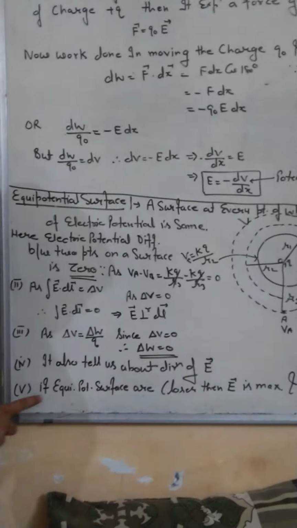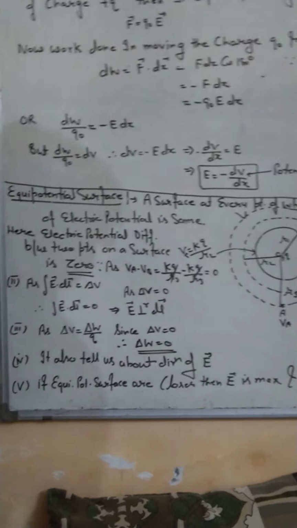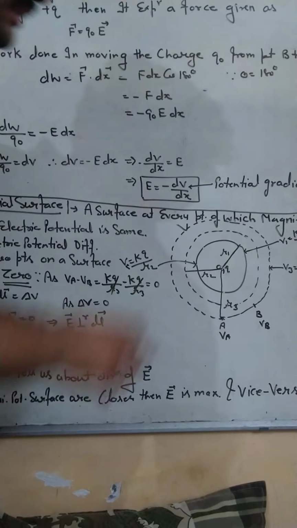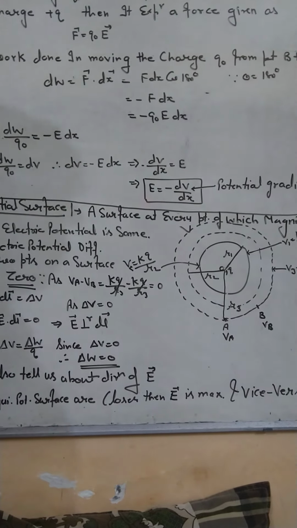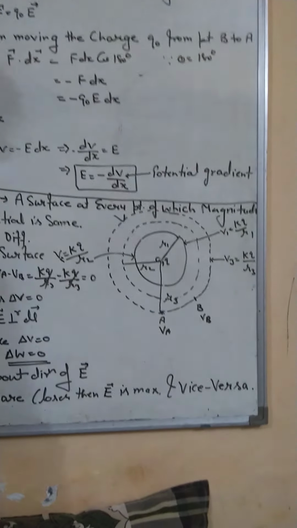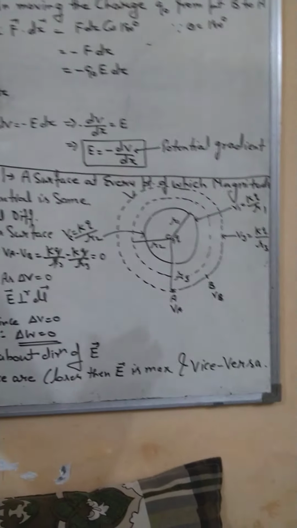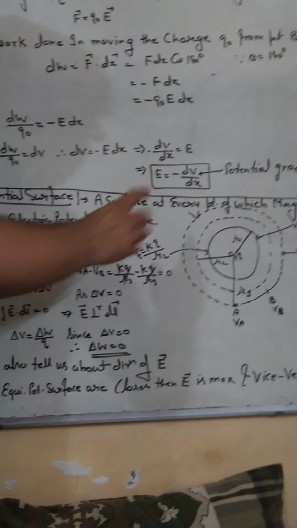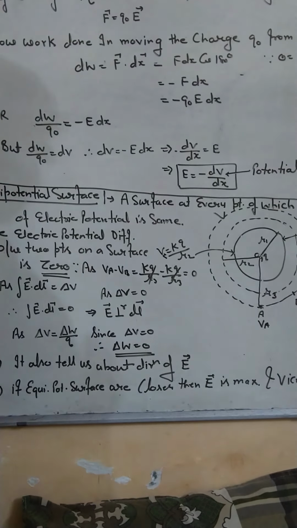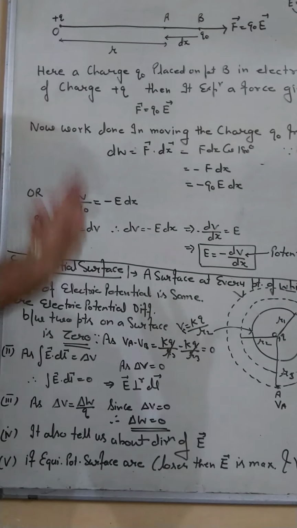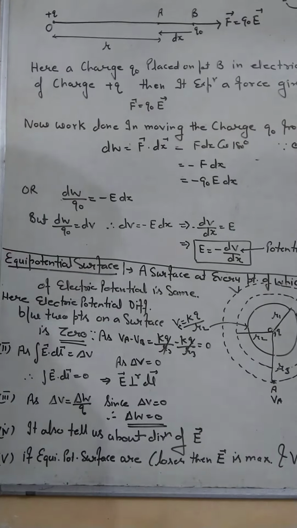Now next, if equipotential surfaces are closer, that means if equipotential surfaces are very close in picture, then they show more stronger field area. But in case they are very far from each other, these surfaces, then their electric field is very weak in that area. So we can say that the equipotential surface closeness and farness also distinguish the electric field, whether it is a stronger field or whether it is weaker field.